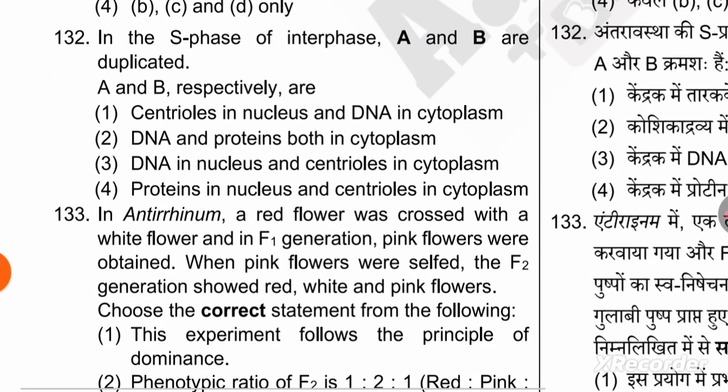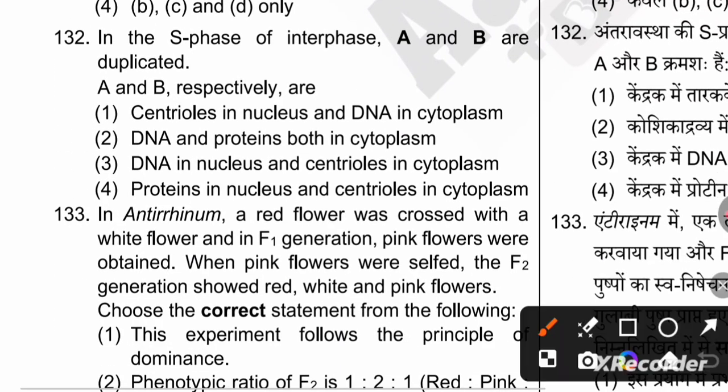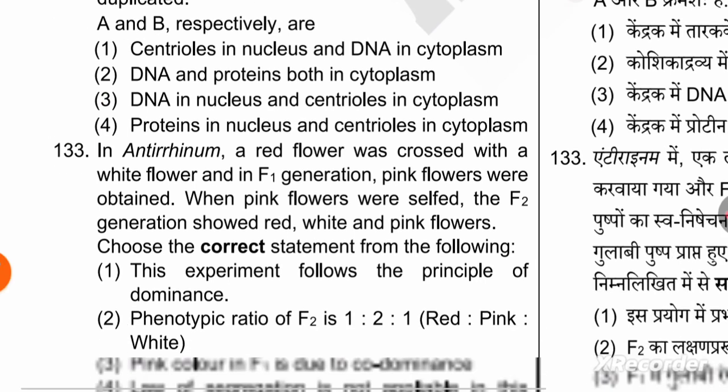In the S phase of interphase, A and B are duplicated. So A and B are what, children? Guess. A is DNA in the nucleus, and B is centriole in the cytoplasm. Let us move to the next question.